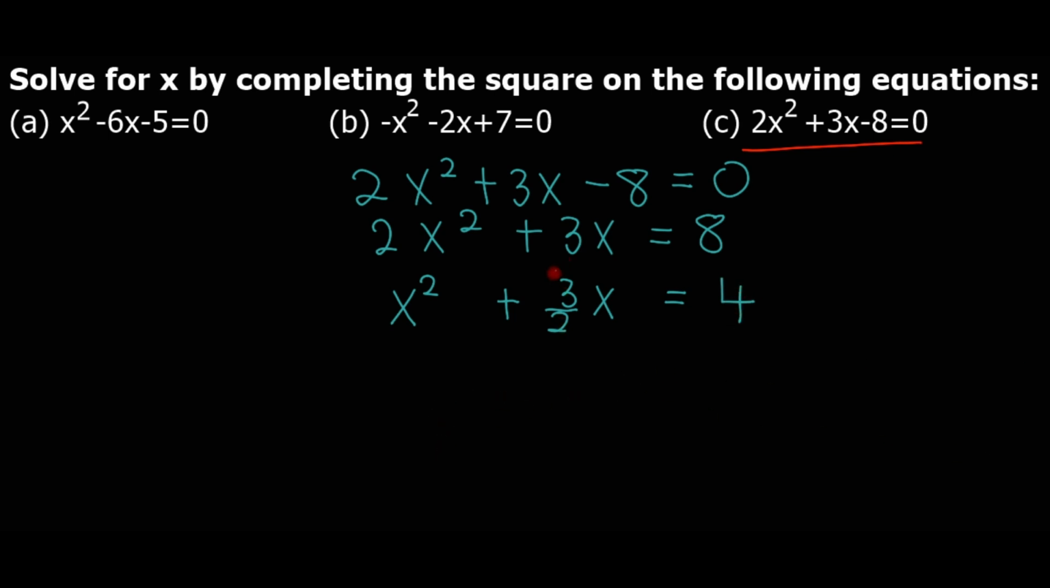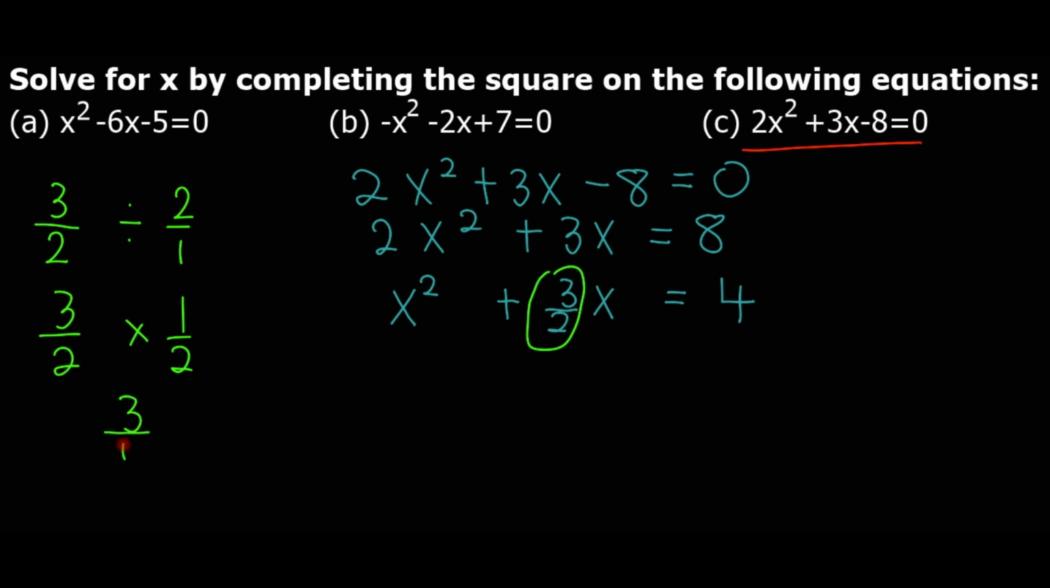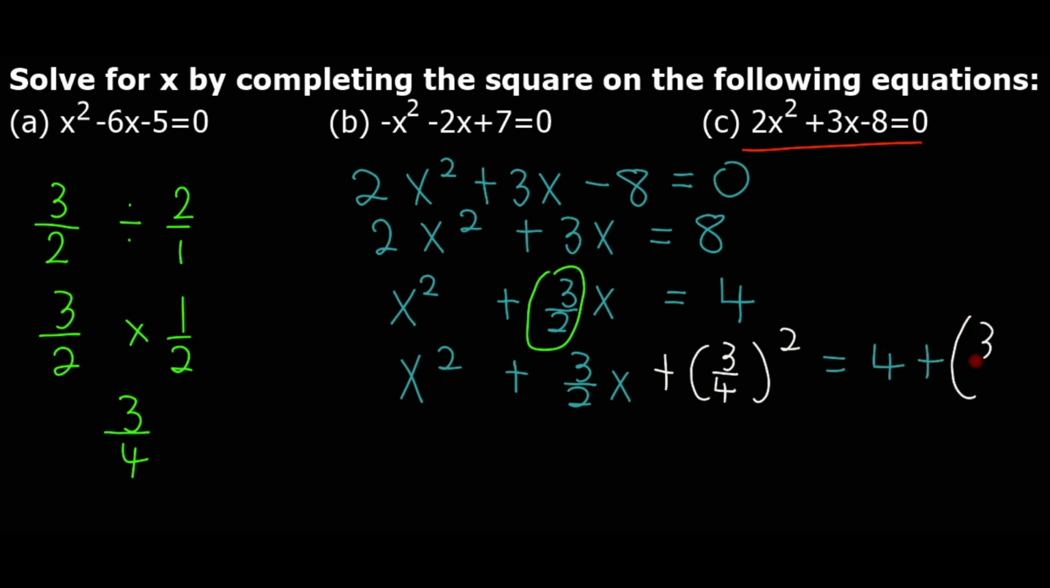And then as usual from there we take the b, divide by 2 and then square. Remember this is the same as saying 3 over 2 divided by 2, so 3 over 2 times 1 over 2, which gives 3 over 4. So from there we add 3 over 4 to both sides and then square. So it means now x squared plus 3 over 2x plus 3 over 4 all squared equals 4 plus 3 over 4 and then all squared.